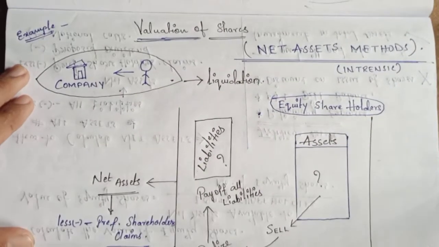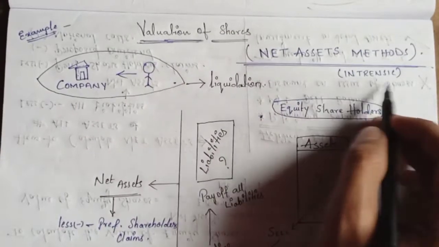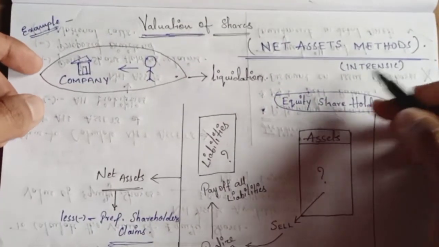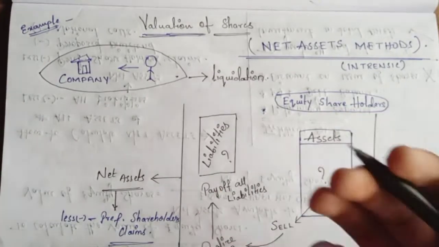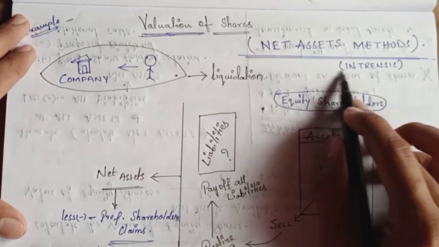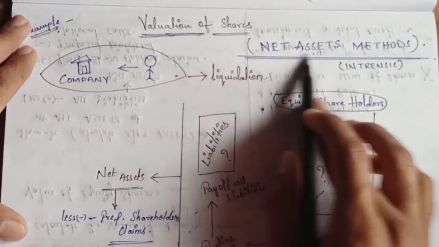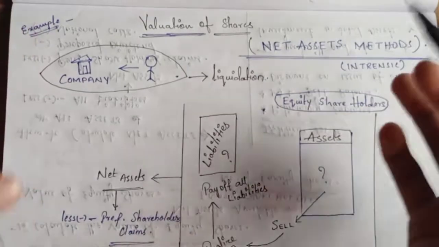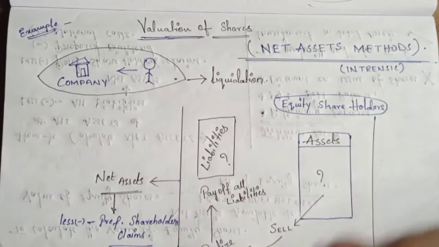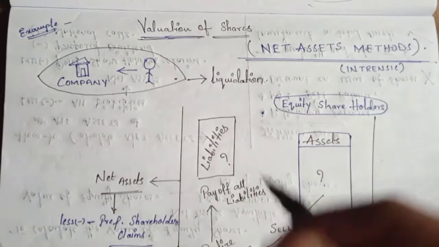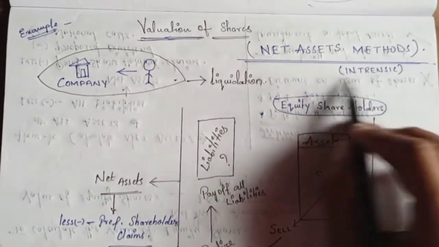See here, this net asset method is also known as the intrinsic value method. This method is most popular by the name of intrinsic value method. In the examination also they mostly ask about the intrinsic value method. So don't be confused about the net asset value method or intrinsic value method. This method is also called the breakup value method, balance sheet method, valuation of equity basis, or the asset backing method. Mostly in the examination they will give intrinsic value method.